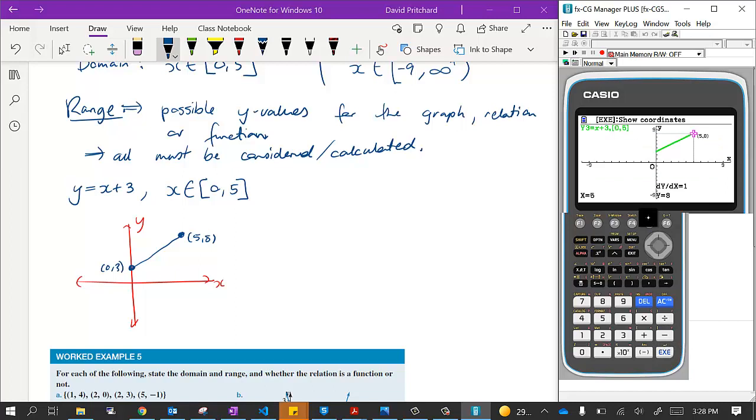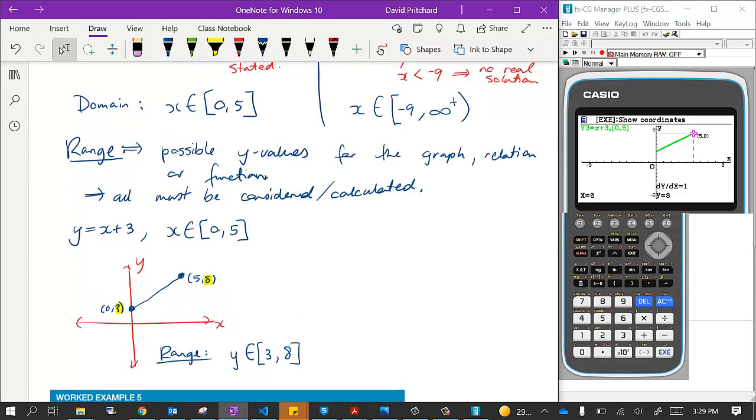So the smallest y value is 3. And the largest y value is 8. So that means my range is going to be y is an element. Now it's y is an element because we're looking at the y values. The smallest value is 3 inclusive. And our largest value is 8 inclusive. So there's our range, our limits in our y values.